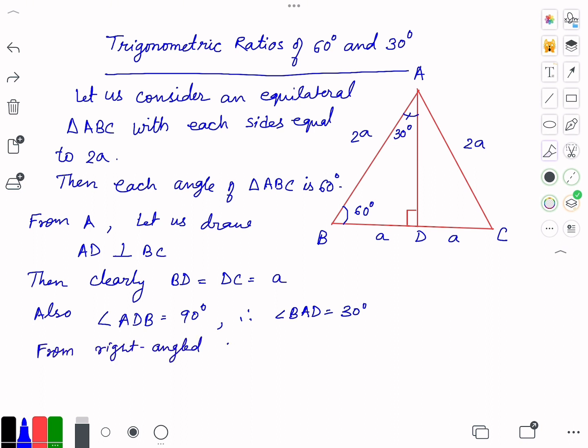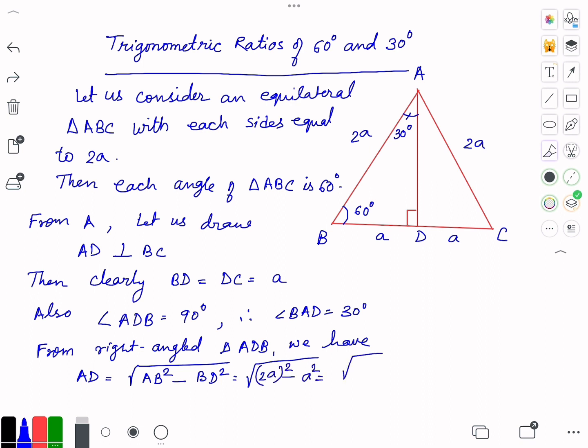Now in right angle triangle ADB, we have AB as the hypotenuse, base is BD and AD is the perpendicular. Hence AD is equal to root under AB square minus BD square, as per Pythagoras theorem, which is equal to root under (2a) whole square minus a square, that is equal to root under 3a square, which is root 3a. Hence AD is equal to root 3a.